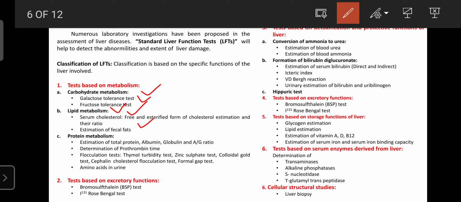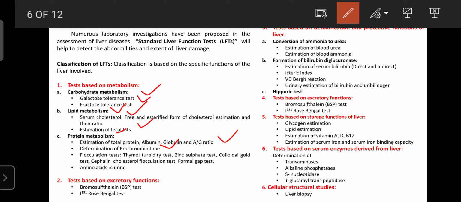And abnormal protein metabolism, to see whether the liver is involved or not, is assessed by estimations of total proteins, albumin, globulin, A/G ratio, and determinations of the prothrombin time. Prothrombin time mainly depends on fibrinogen, and fibrinogen is synthesized in the liver. If the liver is malfunctioning, then prothrombin and fibrinogen are not synthesized. Automatically, the prothrombin time, the time required for blood to clot, increases. So with the help of prothrombin time also, we can assess the functions of the liver.